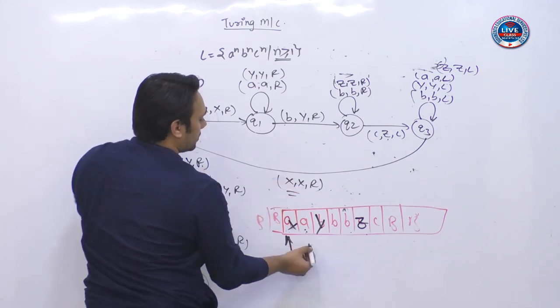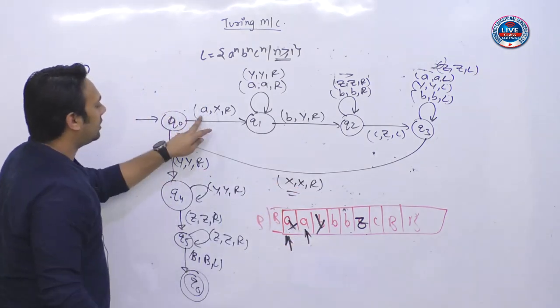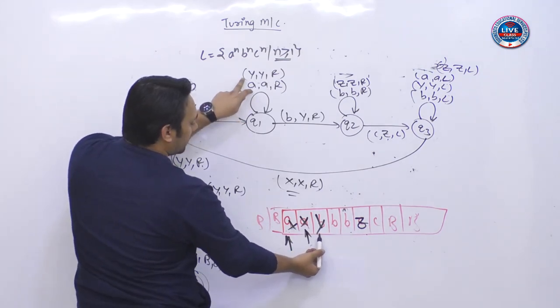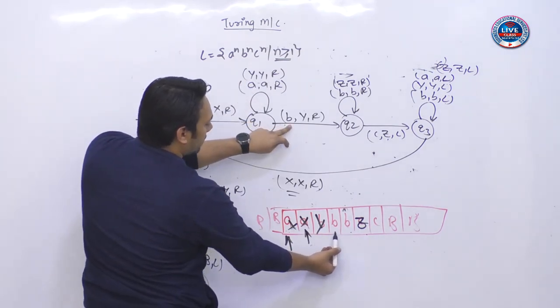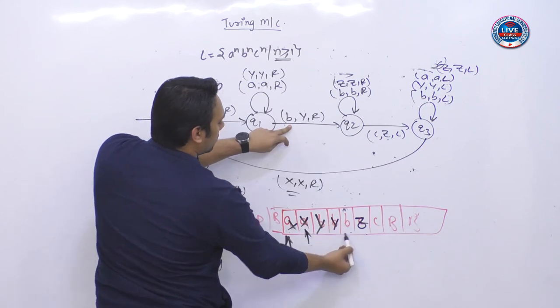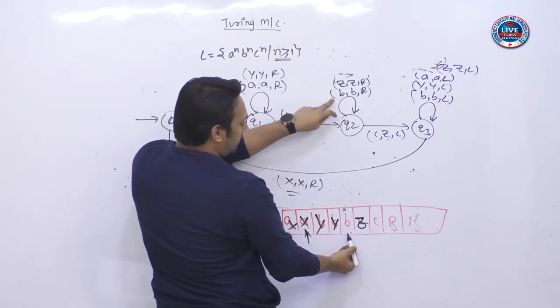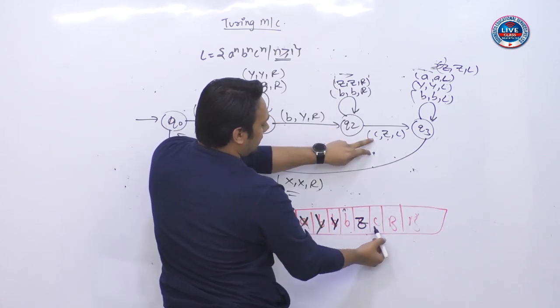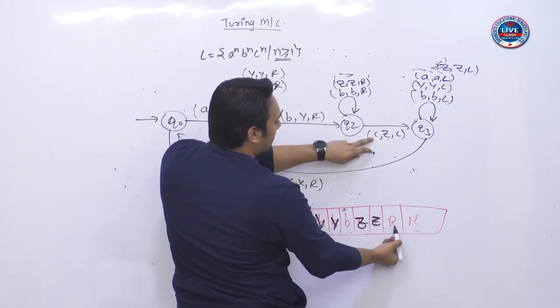So right now we are at this position. Again, mark this A as X and go to the right direction. We can have any number of Y's. As soon as we encounter a B, we mark it as Y and go to the right direction. We can have any number of B as it is. We can have a Z. As soon as we get a C, mark it as Z and go to the right direction.